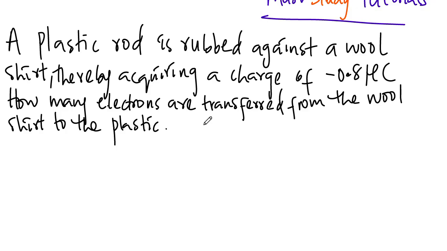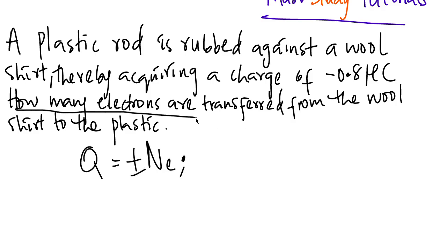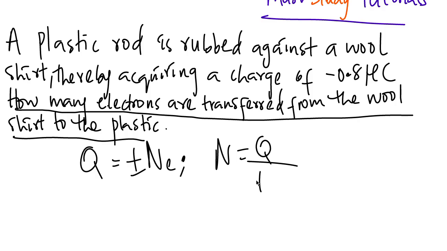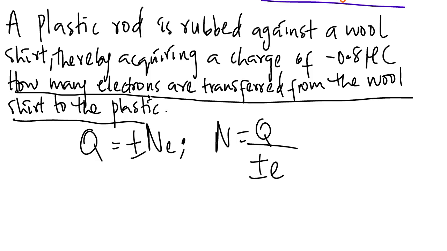So using what I've just explained, you can actually pause the video and attempt this, where I mentioned that we have that Q is equal to plus or negative Ne, and you can make N the subject. In this case, you are asked for the number of electrons that are transferred from the wool shirt to the plastic, right? So we can see that N is equal to Q over plus or negative e. So the question now is, are we using plus e or negative e? Since we are looking at electrons, what are we going to use? Negative e. So N will be equal to Q all over negative e.